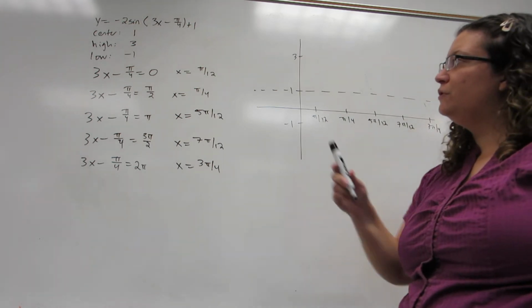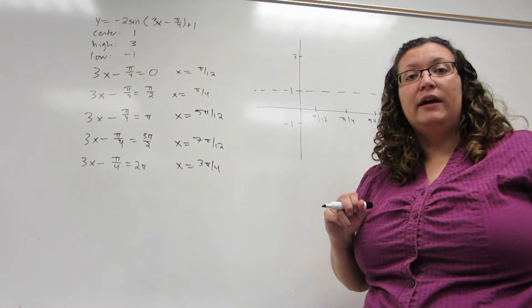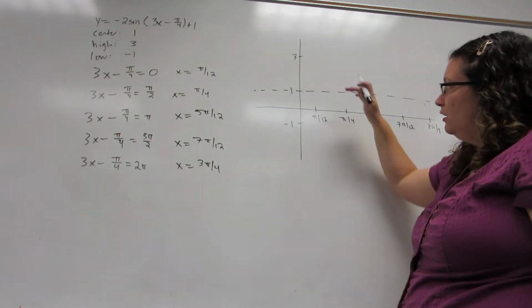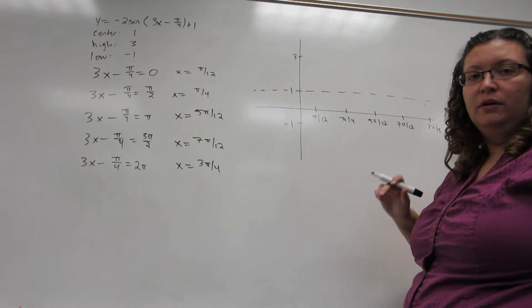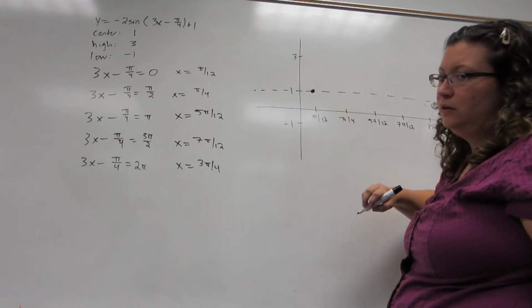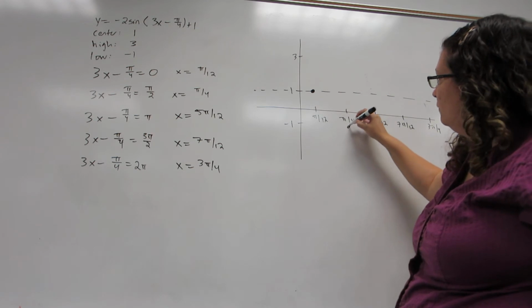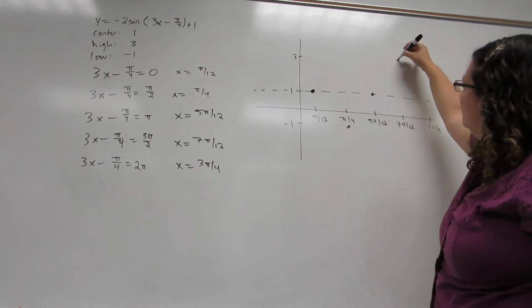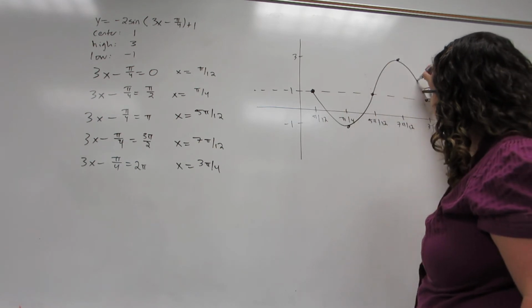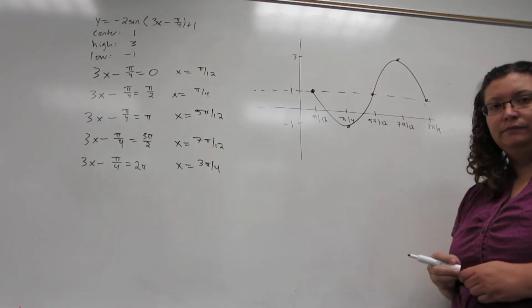Now, here's the first time we're going to use the fact that there was a negative sign in front of the sine. Traditionally, sine will start at the center and move up, but negatives switch everything. So I'm going to start at the center and move down. Then center, high, center. And this is my graph.